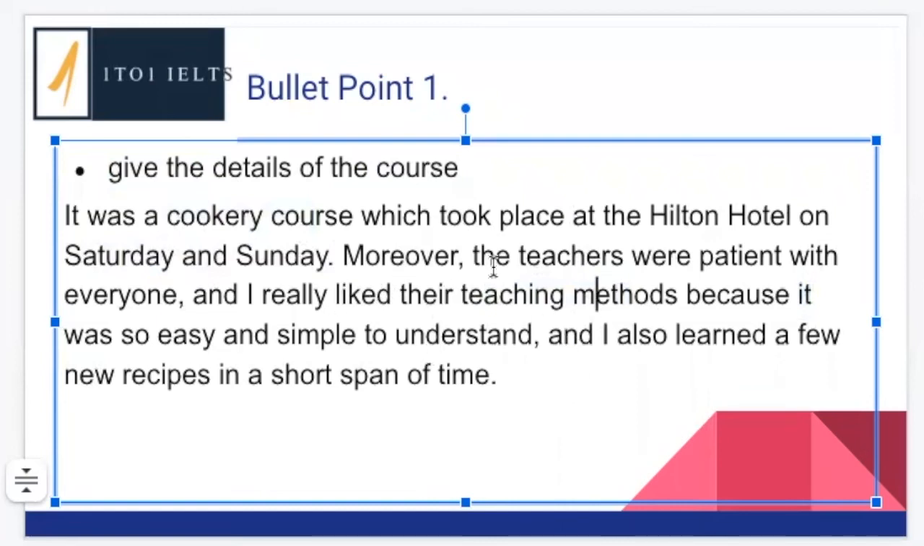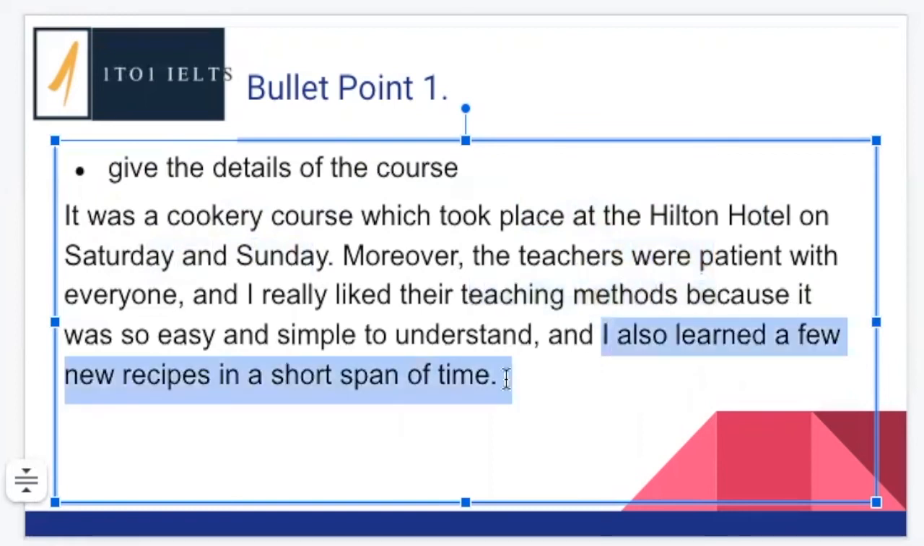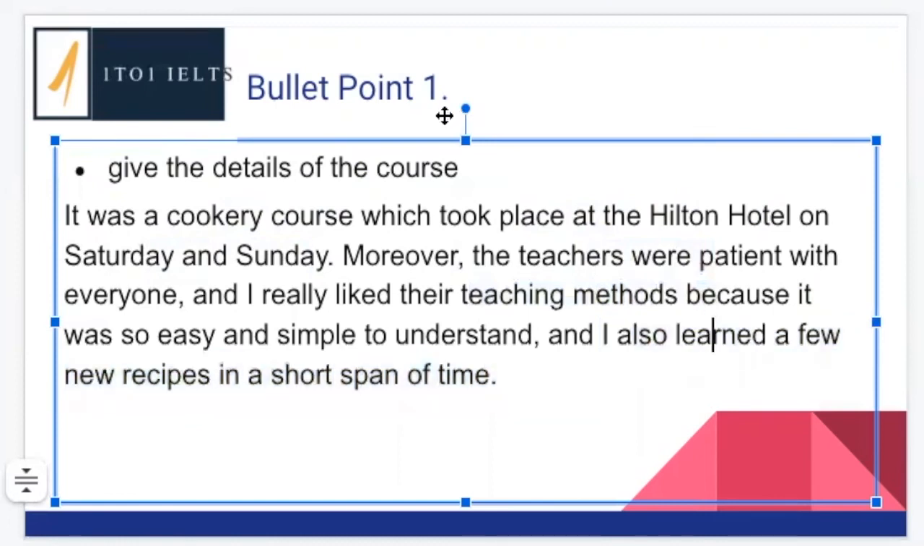Here we've got some big compound sentences, so some nice upper level grammar. Overall, everything is related to details of the course. It's a cookery course, where it was, when it was, who the teachers were, teaching methods, what you learned on the course. Every single sentence relates to the bullet point. So good job.